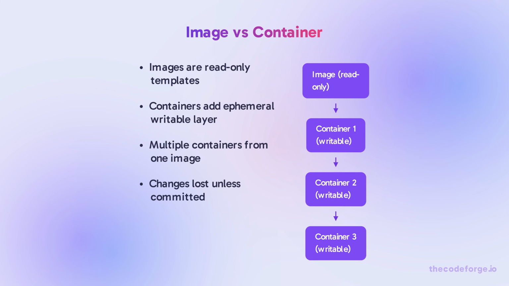Images use UnionFS to stack layers. Each Dockerfile instruction creates a new layer. Containers share the host kernel but get isolated namespaces. Use images to distribute your app, use containers to run it.